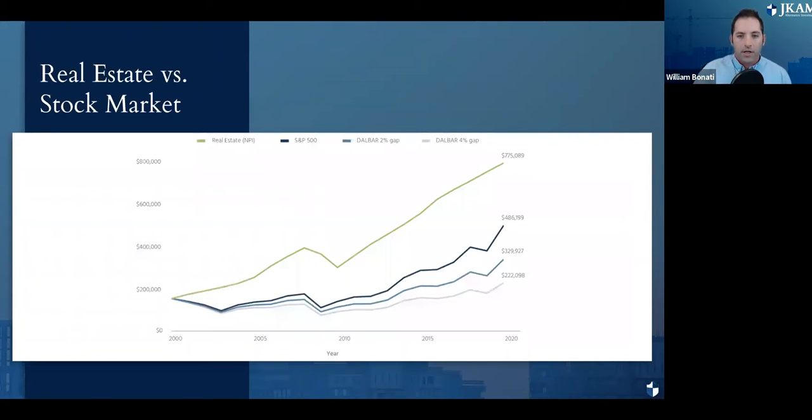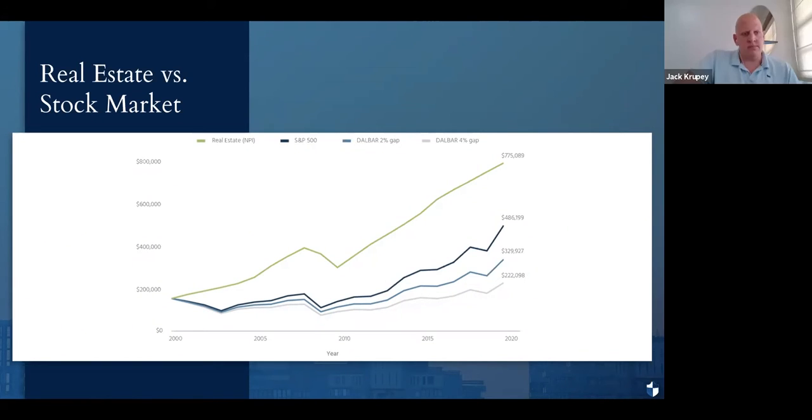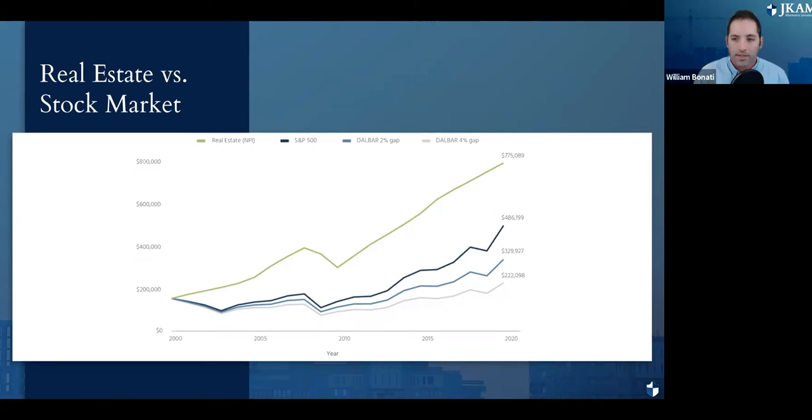So as you can see on this chart, real estate has outperformed equities by a significant margin over the last 20 years. And while we're not saying you should stop investing in stocks altogether, we're just saying that you should take a look at other ways to passively invest in alternative asset classes like real estate. And Jack, maybe why don't you take us through some of the data on real estate, specifically multifamily, which is the type of real estate JKAM fund primarily invests in.